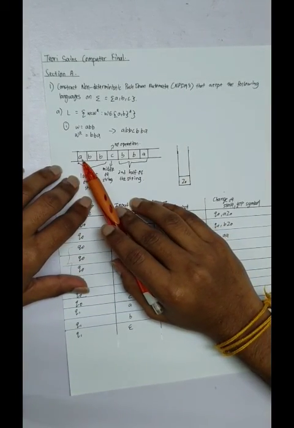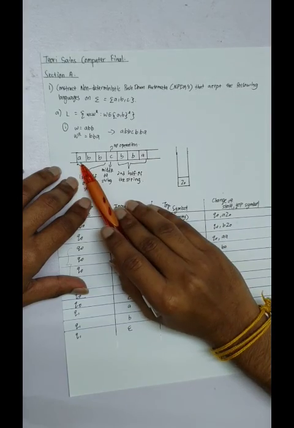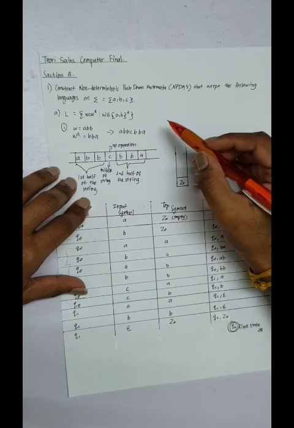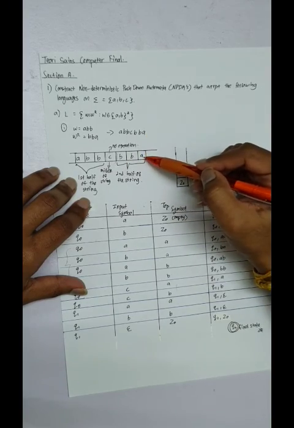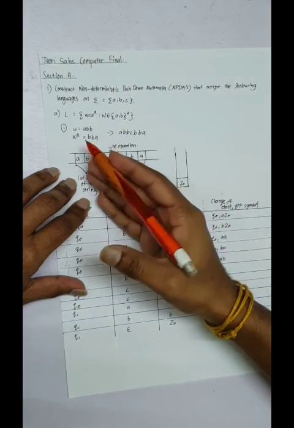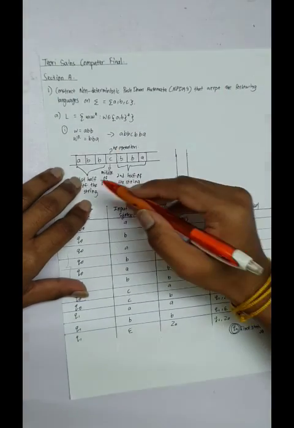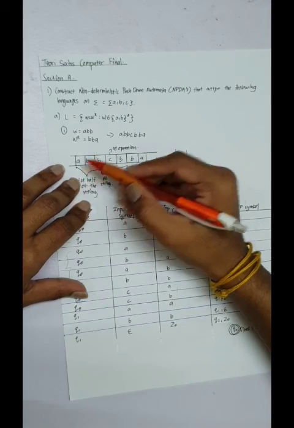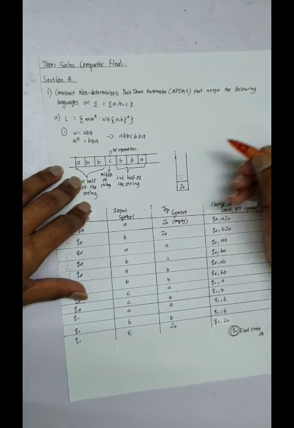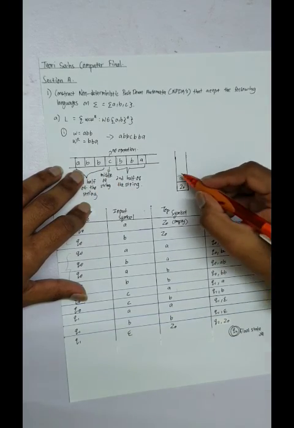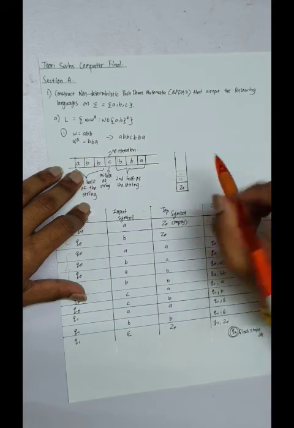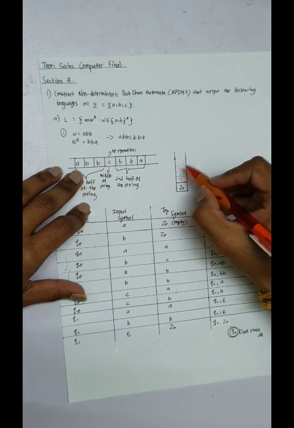So this is my input string. abb, c is considered as the midpoint, bba is the second half of the string, and abb is the first half of the string. The automata will start to read from a. When it reads a, it will add a onto the stack. Then when it reads b, it will add b onto the stack. And when it reads another b, it will keep on adding b onto the stack.